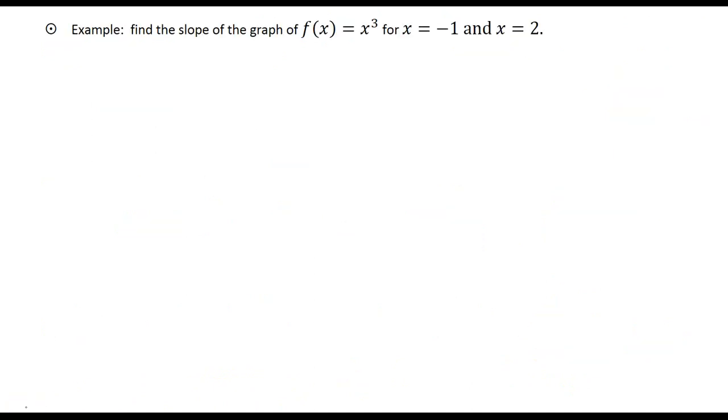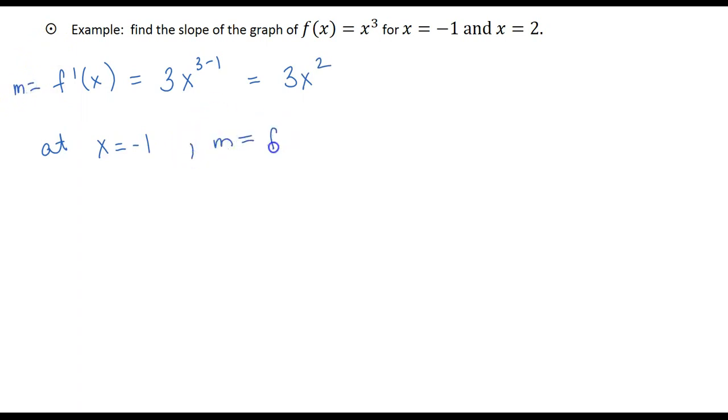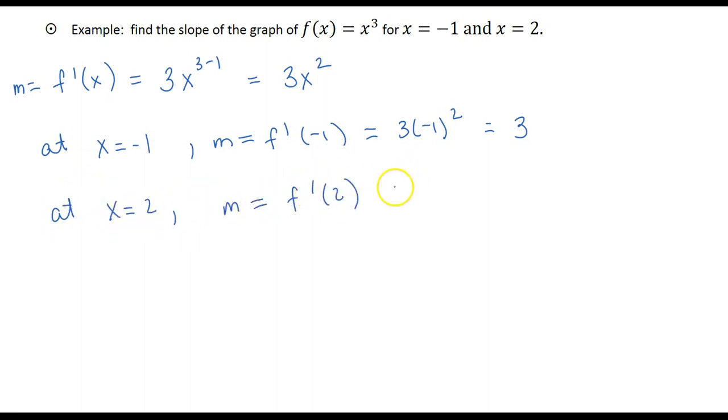We can use these shortcuts when we're trying to find the slope of a graph, or when we're trying to find the equation of a tangent line as well. So remember, the slope of the graph is the derivative evaluated at that point. So I'm going to find f prime of x first, and this is going to be 3x to the 3 minus 1, or 3x squared. So then at x equals negative 1, m would be f prime of negative 1, which is 3 times negative 1 squared, or 3. At x equals 2, m would be f prime of 2, which is 3 times 2 squared, or 12.